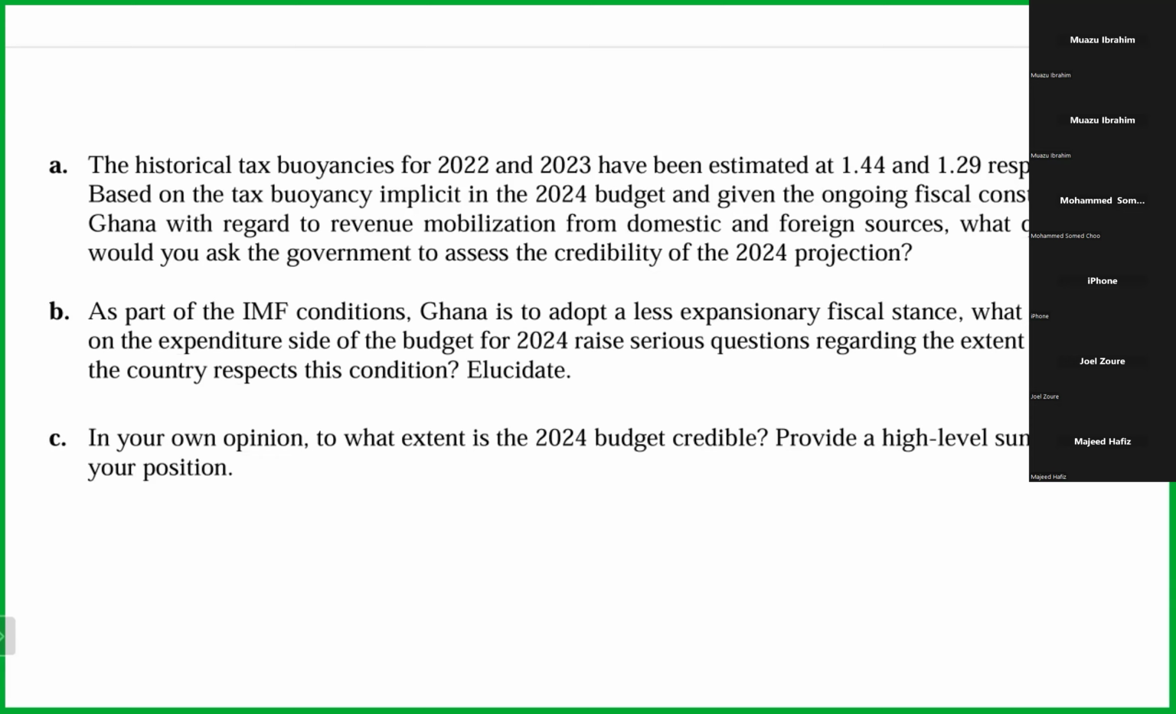Okay. So the C part is, in your own opinion, to what extent? Hello, doctor. Yes. Hello, doc. Well, thank you very much. Before we advance, I wanted to find out, could there be a twist where your question would deviate from less expansionary fiscal stance? Could there be a reverse of that question?